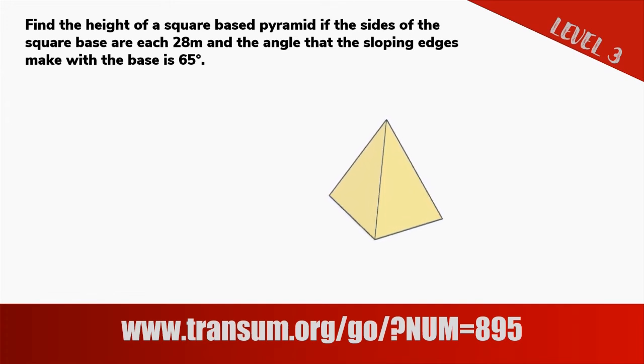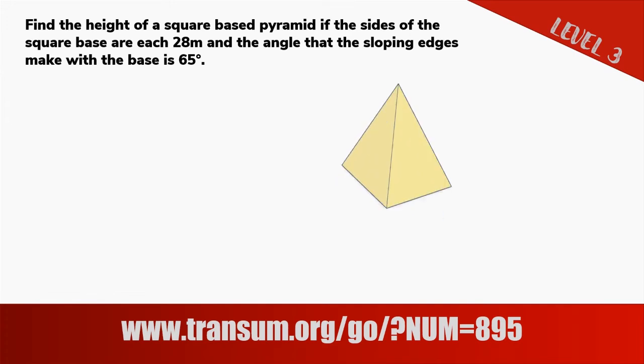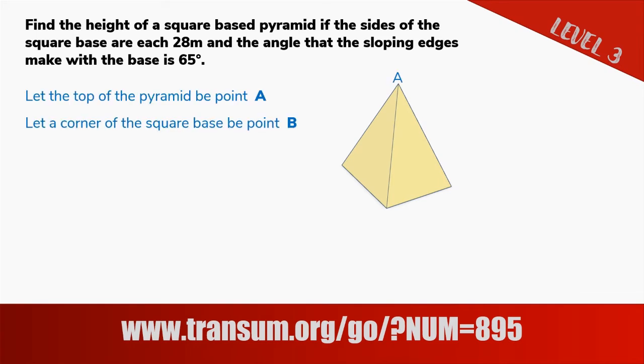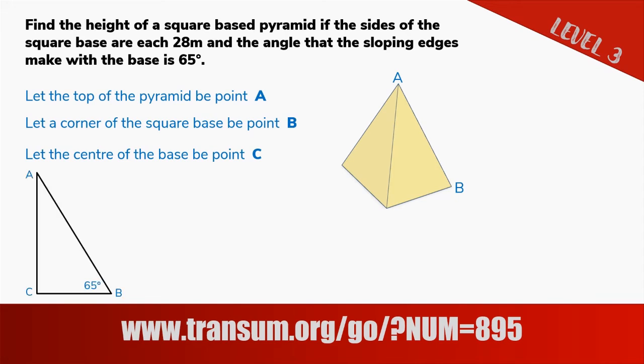That's the perpendicular height, or the vertical height, of this pyramid. So I won't label all of the vertices this time, just the ones that will help us. I'll label the top A and that corner B, and then you can't see this point, it's the center of the square base of the pyramid, so it's sort of underneath there, and that will be point C. But that will enable me to draw a right angle triangle, A, B and C, where AC is the height that I'm trying to find.